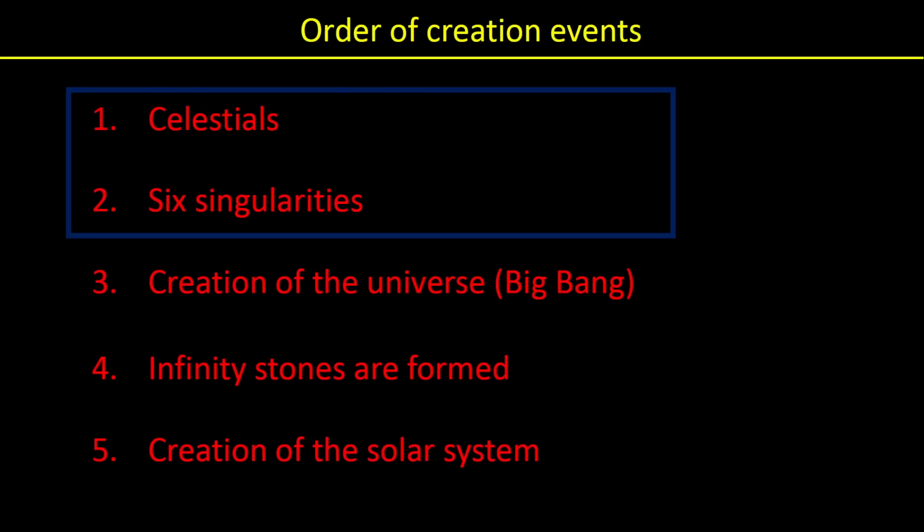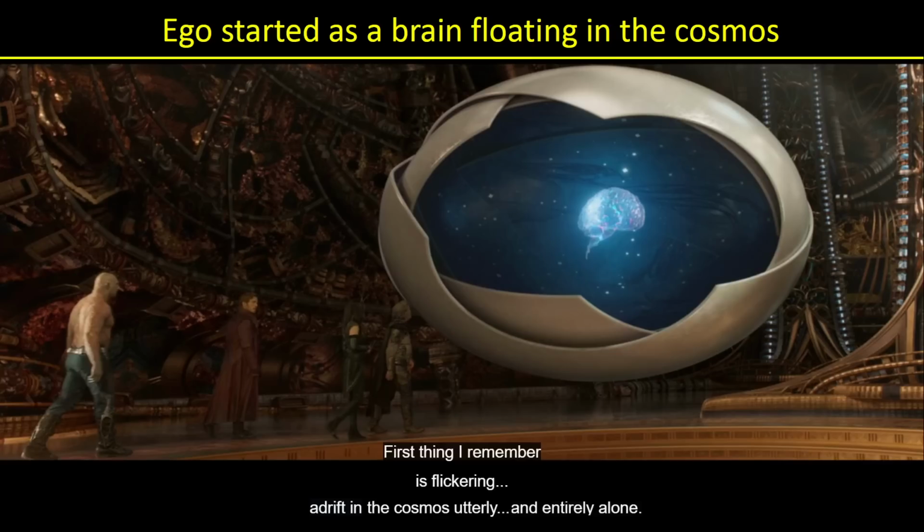So how were the Celestials, though, around when there was no space, no time, no reality? What on earth does that even mean for step number 1? I don't know for sure, but it is interesting. If we look at Guardians Volume 2, Ego talks about, at least for himself. Now, he was way after the Big Bang. Let's be clear, this is when the solar system exists, etc. Nonetheless, he still says, the first thing I remember is flickering, adrift in the cosmos, utterly and entirely alone.